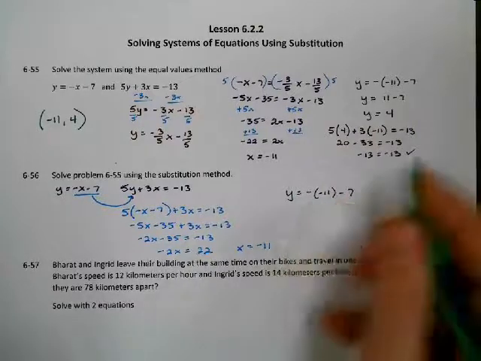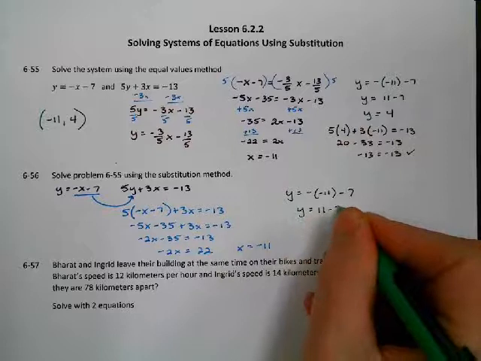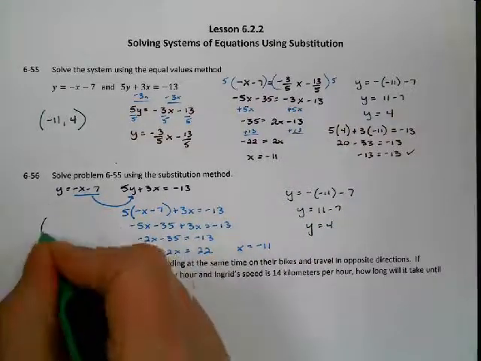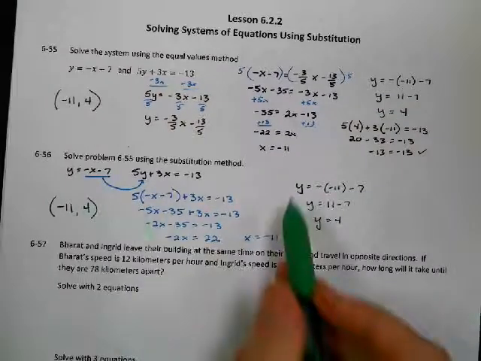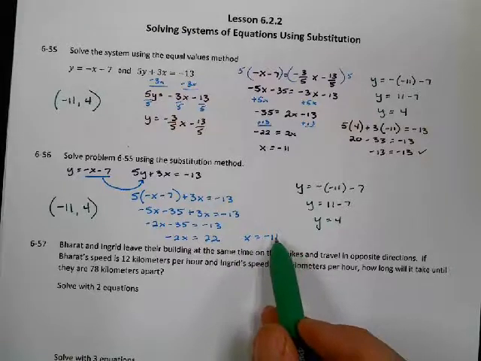So this part's exactly the same. And then we get y equals 11 plus or minus 7, and y is equal to 4. So either way we do it, we still get the same exact answer of negative 11 comma 4. I think there's a little bit less work to do with this one. There's fewer places where you can make a mistake.